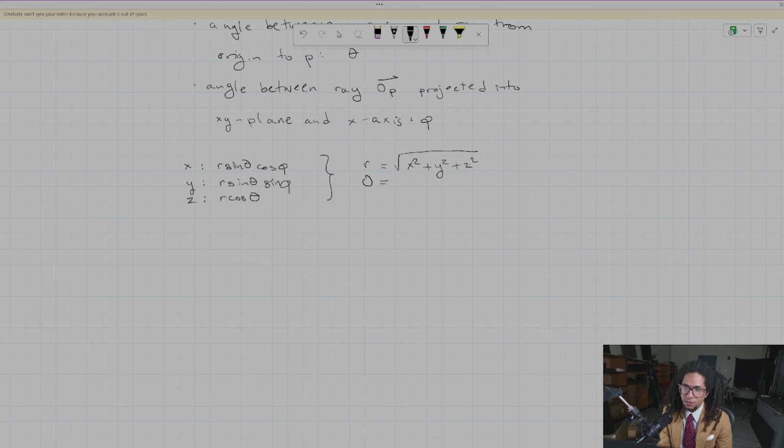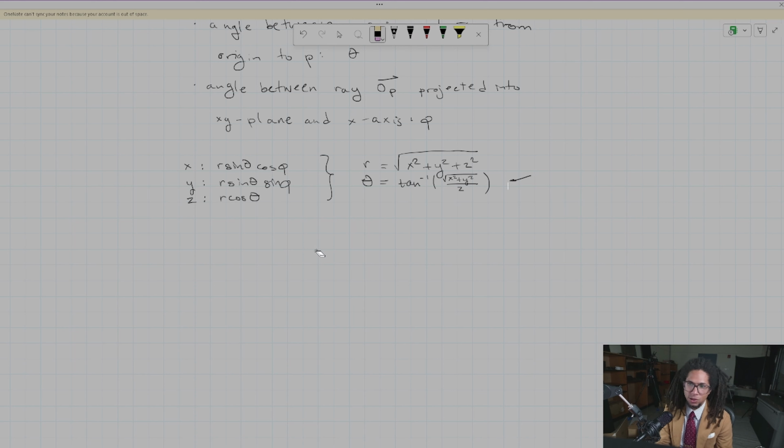Theta, well, how would we get theta? The answer is that we could square x and y, take their square root, and that would give us r sine theta. Now, if we divide r sine theta by r cos theta, we get just tan theta. So this gives us that theta is equal to the inverse tangent of square root x squared plus y squared over z.